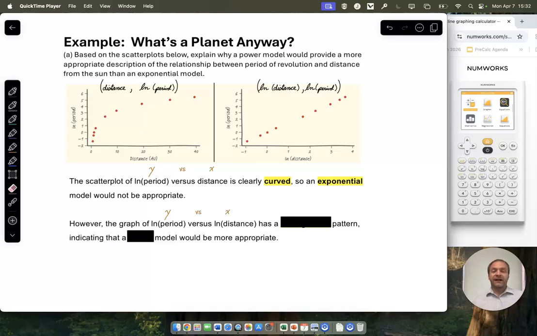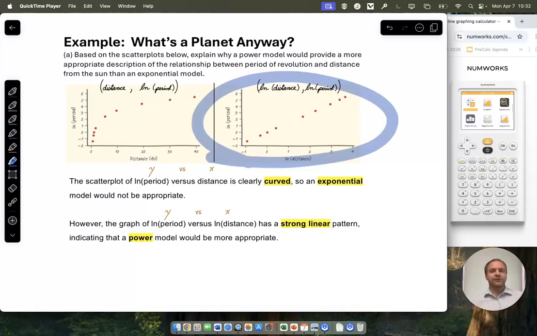So the scatter plot of ln of period versus distance, y versus x, it's clearly curved on that left side, and so an exponential model would not be appropriate for us to use. However, by doing natural log of period, y, versus x, natural log of distance, that has a roughly linear, strong linear pattern, so a power model would be appropriate in this case. So between these two choices, I'm going to use this one, which would be a power model.